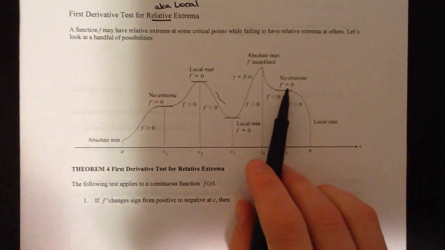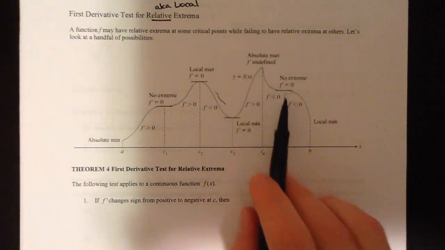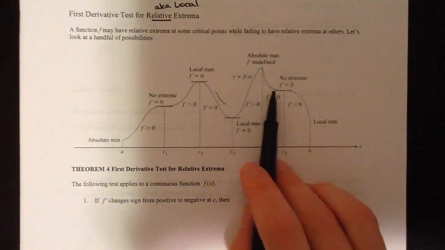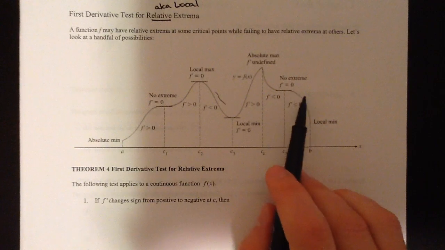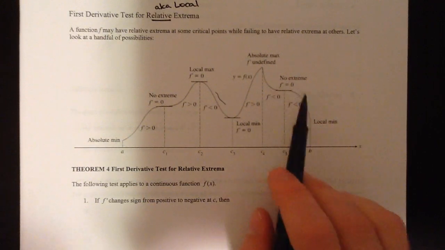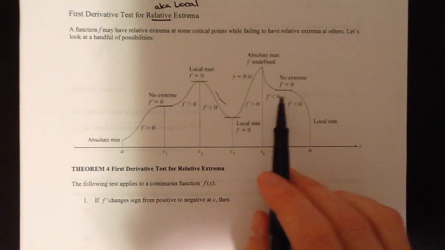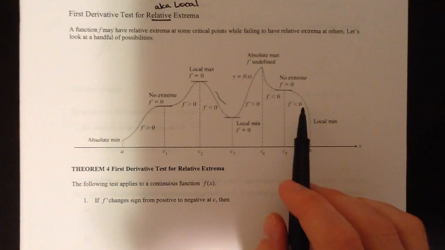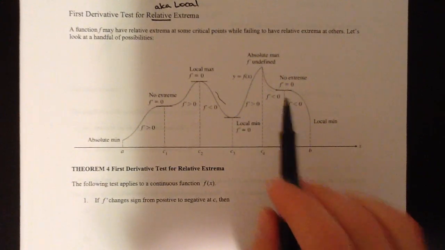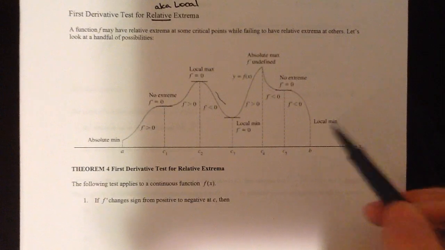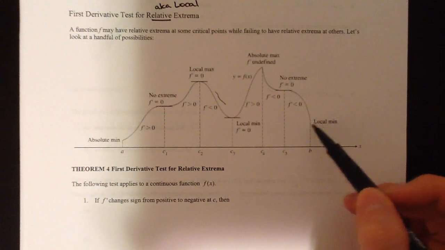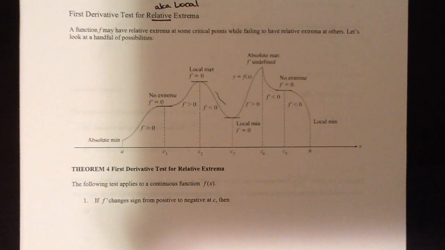Here, I have another critical point. My derivative is equal to 0. My derivative went from negative to 0, but then negative again. So since I had no change in sign, my function was decreasing, it stopped, and then it continued decreasing. So this is not a relative max, nor is it a relative min. And then down here, this is the lowest value that I'm going to have in a while, and so that's a local min. It happened at an endpoint. Okay, so hopefully that makes sense.